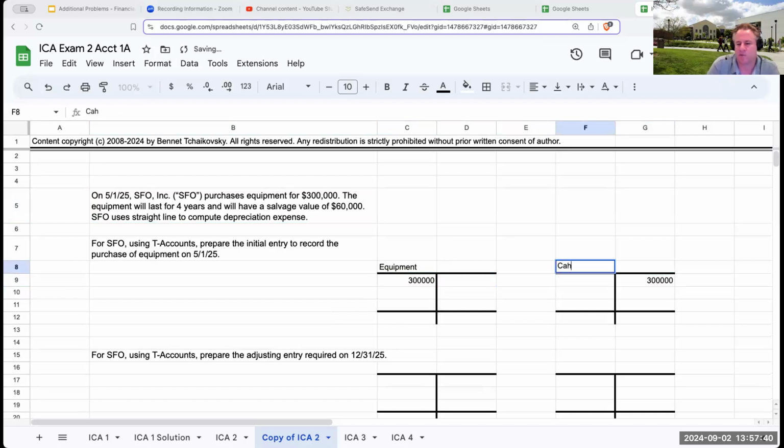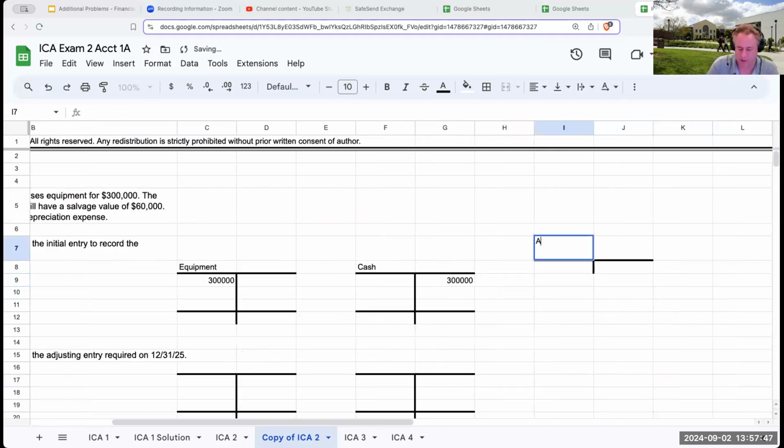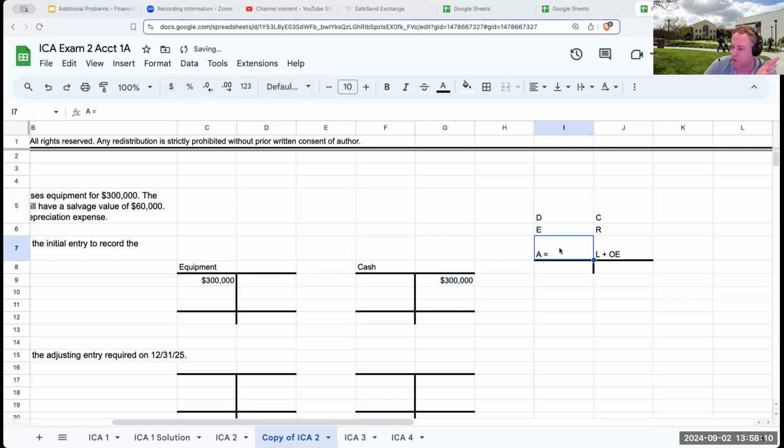And again, when we're going through and recording the purchase of equipment, we've got assets equal to liabilities plus owner's equity, ER, and then D and C, or debit and credit. When we're purchasing equipment, we do it with a debit. We're going to increase our equipment, and our cash is going down, so we're going to credit cash. How do we decrease an asset? We decrease it with a credit.